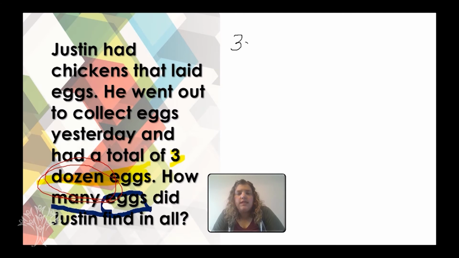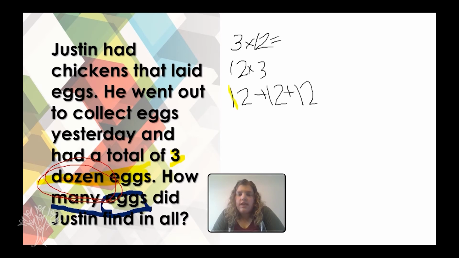I have 3 sets of what? A dozen is equal to 12. Great job. So 3 groups of 12. Now, I could do 12 groups of 3. That seems like a lot. I could add 12 3 times. So if I do that, I could start by looking at just those tens places. And those tens would give me what?